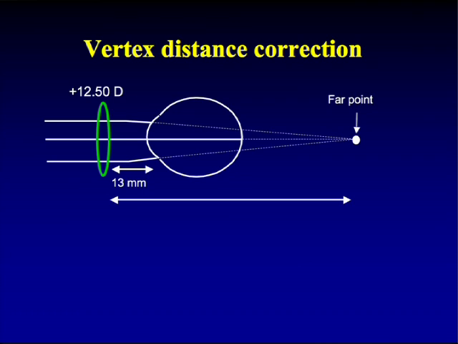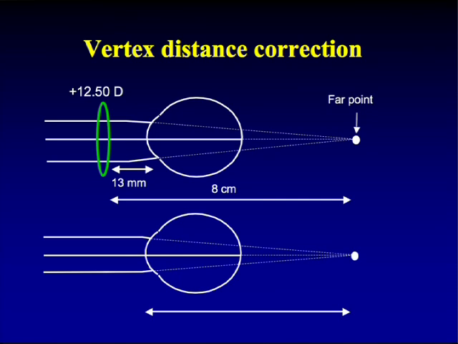Well, we go to the first rule of optics, which is when in doubt, take a reciprocal. In this case, we're going to take a reciprocal of the 12.5 diopter lens, which is 0.08 meters or 8 centimeters. And yes, that tells us that the far point of the eye is 8 centimeters behind this lens. Now the new lens is going to be 13 millimeters closer to the far point.